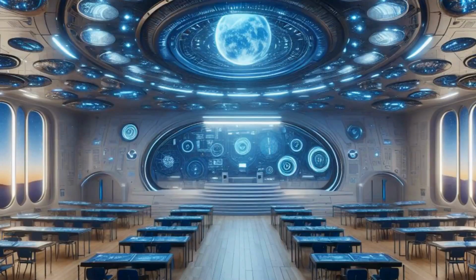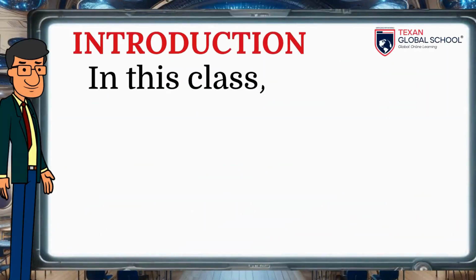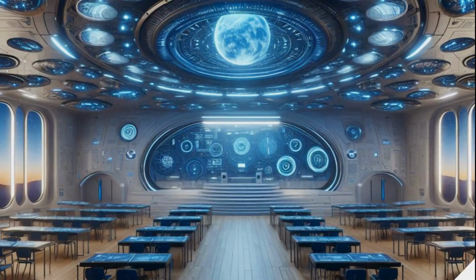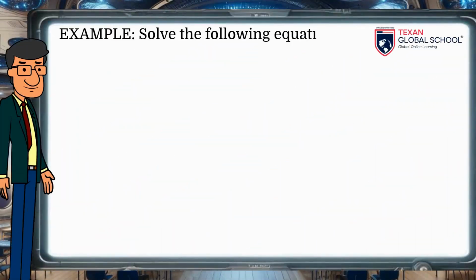In this class, different processes are analyzed to solve equations with radicals that can be reduced or simplified to a quadratic or linear equation. Let's look at the first example. Solve the following equation. First, analyze the equation to determine the type of algebraic process to begin its reduction or simplification. A first strategy is to eliminate radicals.